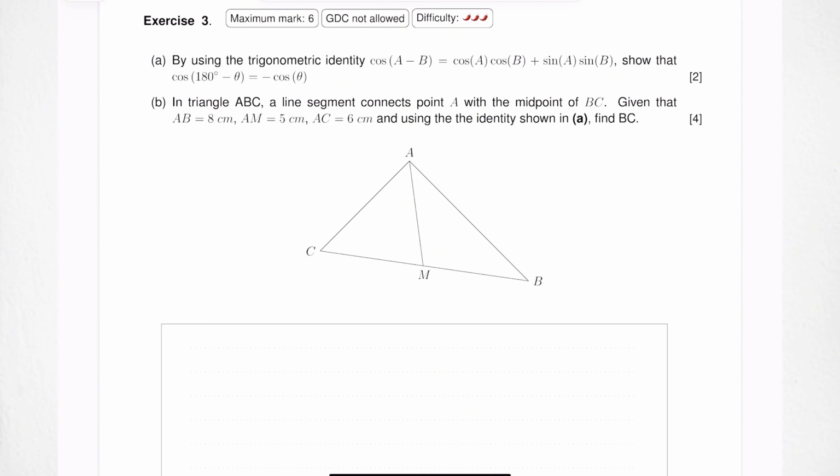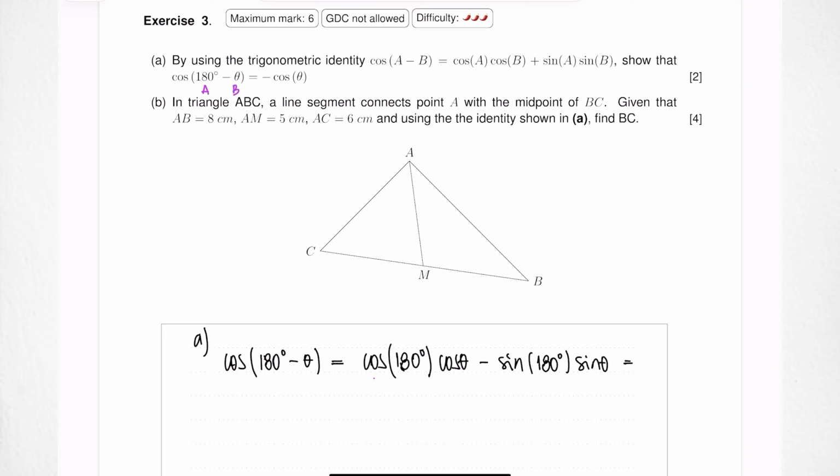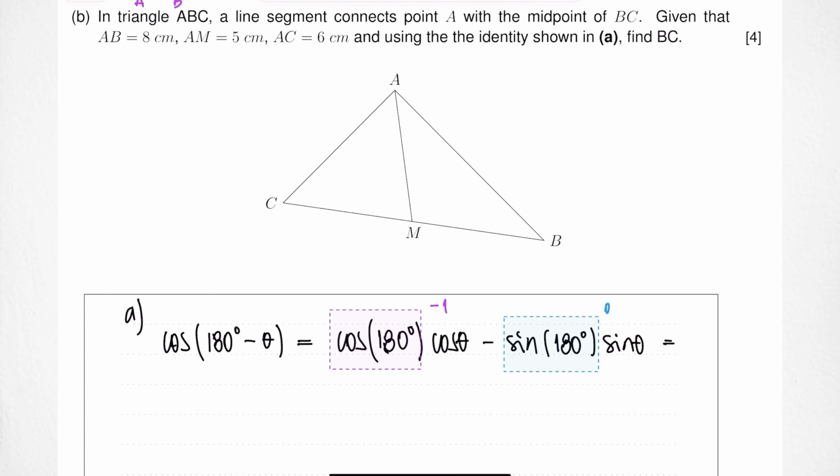All right, so it's pretty evident that we're calling 180 degrees A and theta capital B. Therefore, we have cosine of 180 minus theta as cos of 180, cos of theta minus sine of 180 degrees times sine of theta. And knowing that cosine of 180 is equal to negative 1 and sine of 180 is equal to 0, well, we are pretty much done. Negative cosine of theta. And that's all there is to it.